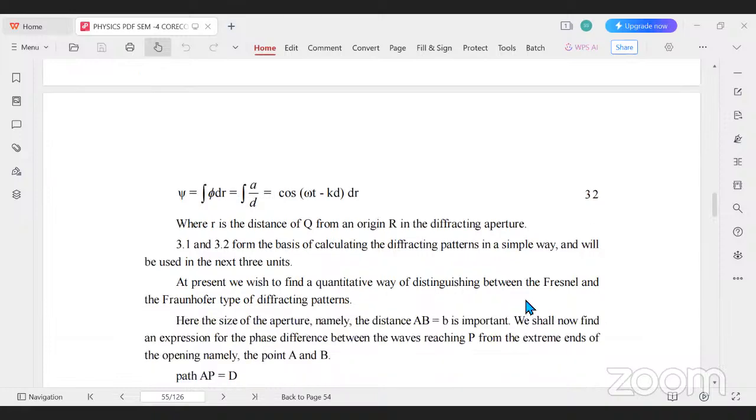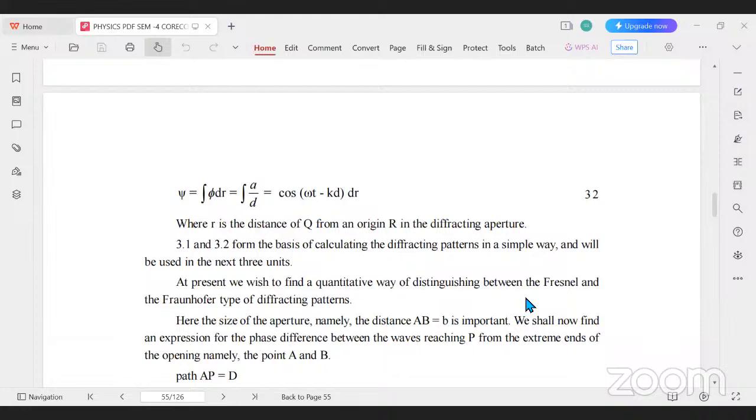This is the basis for calculating the diffraction patterns in a simple way, and it will be used in the next three minutes. At present, we wish to find a quantitative way of distinguishing between the Fresnel and the Fraunhofer types of diffraction patterns. Here, the size of the aperture, namely the distance AB equal to b, is important. We shall now find an expression for the phase difference between the waves reaching P from the extreme ends of the opening, namely the points A and B.